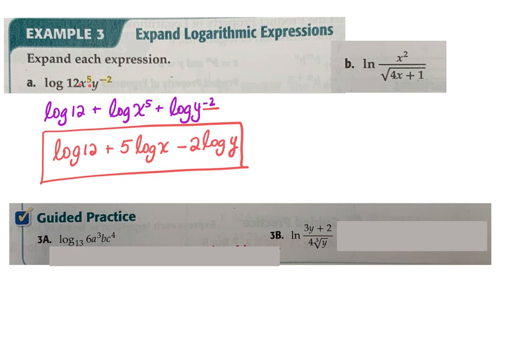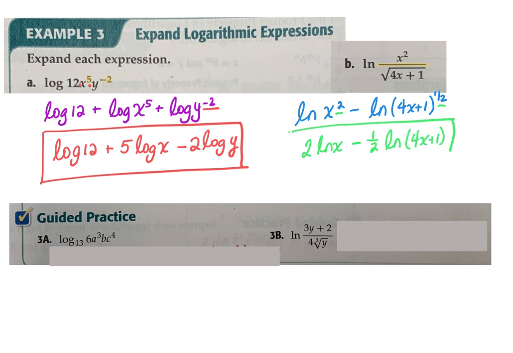Let's look at the next one. All right, I have division going on here between those two groups. So the first thing I'm going to do is split it up by what? Subtraction. Now, for this one, I'm going to rewrite this square root. How do you think I'm going to rewrite this guy? 4x plus 1, I don't want a radical, I want an exponent. Yeah, to the 1/2. Yes. Now those exponents can be moved in front. 2 ln of x minus 1/2 ln of 4x plus 1. That is completely expanded. So go ahead and expand those two.